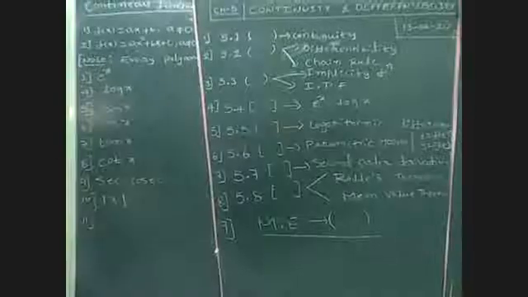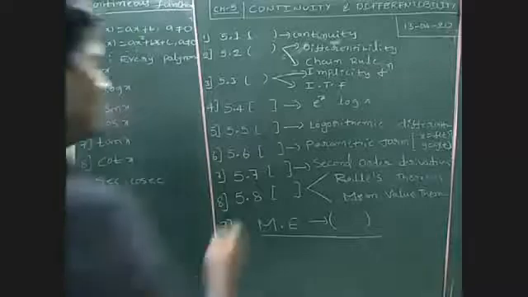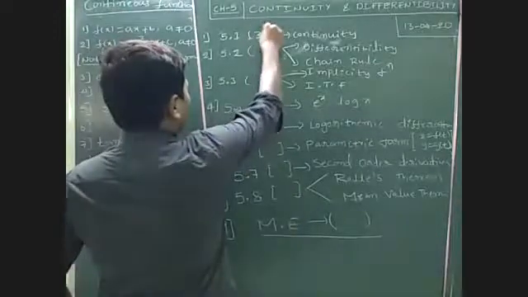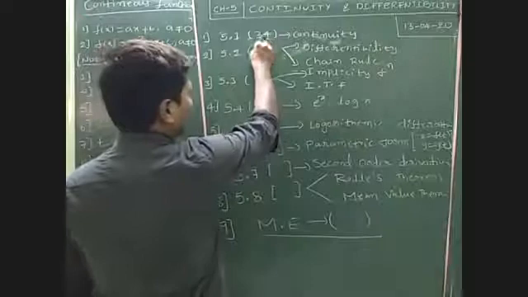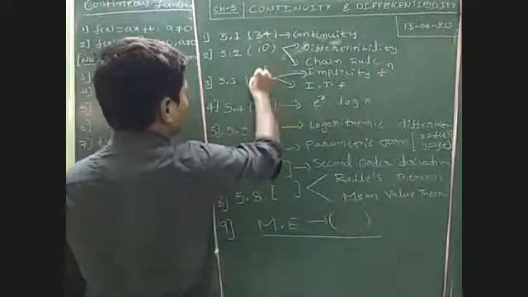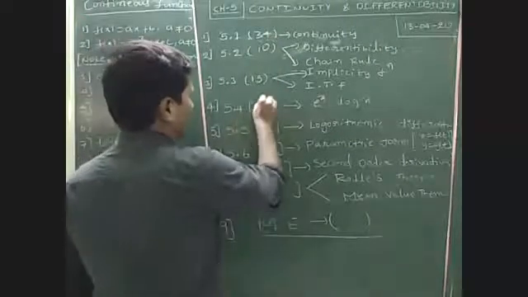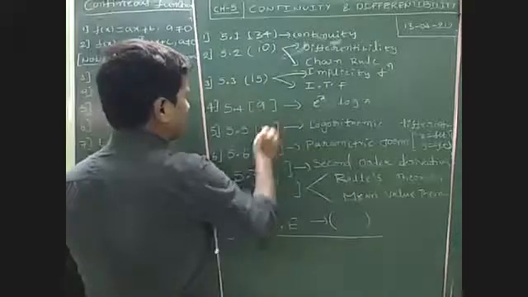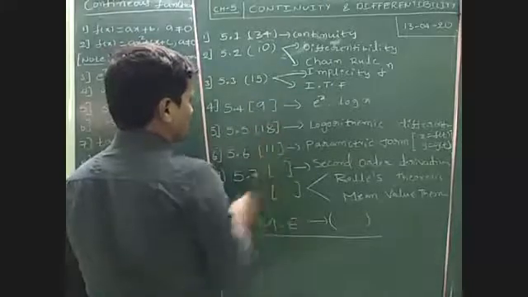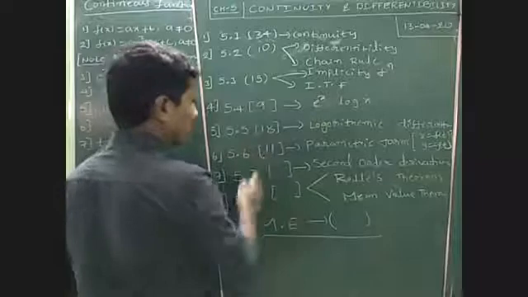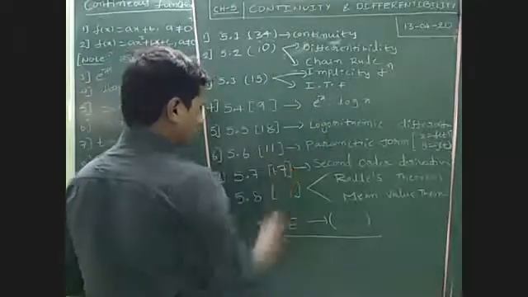34 questions. Look here. Exercise 5.1 has 34 questions. Exercise 5.2 has 10 questions. This one has 15 questions. Here, 9 questions. 5.5 has 18 questions. 5.6 has 11 questions. Okay, here it is 17 questions.